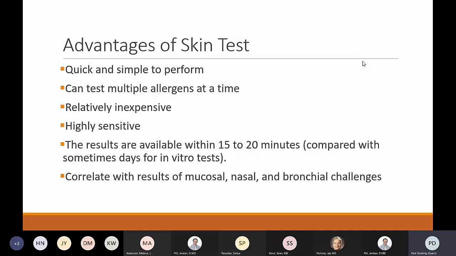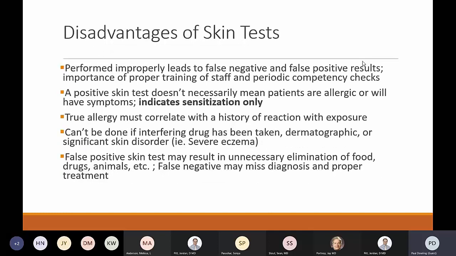So what are the disadvantages of skin testing? Well, performed improperly, it leads to false negative and false positive results, which means you can either miss a diagnosis or overdiagnose someone. So there's an importance of proper training of staff and periodic competency checks. A positive skin test doesn't necessarily mean people are allergic or will have symptoms. It only indicates sensitization. So that's one of the most important messages you could learn from today's talk, is that just because you have a positive skin test doesn't mean you're allergic.